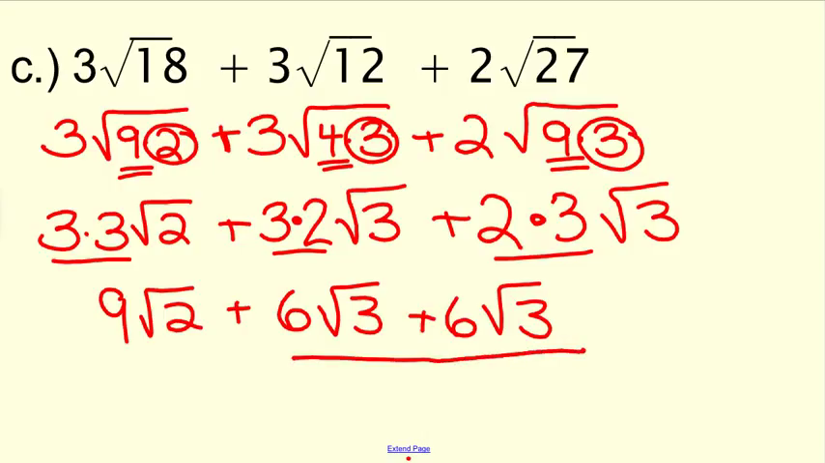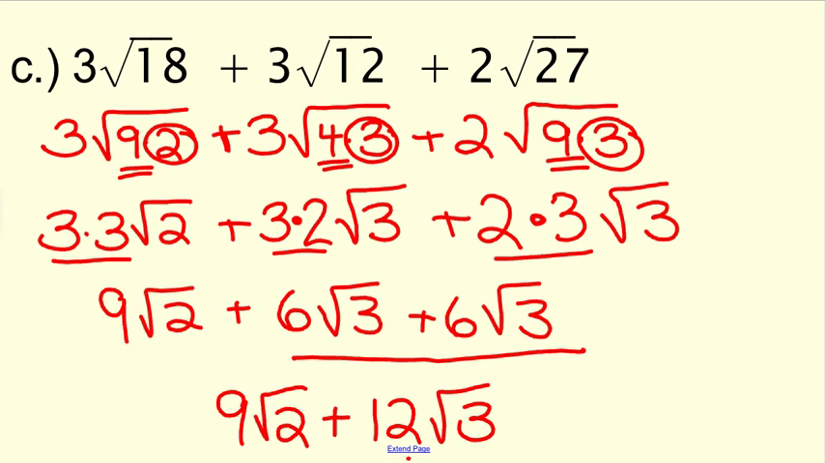So what we do is we add those coefficients. 6 plus 6 is 12. So we still have the 9 square roots of 2, and then plus 6 square roots of 3 plus 6 square roots of 3 is 12 square roots of 3. And that's how you add or subtract radicals.